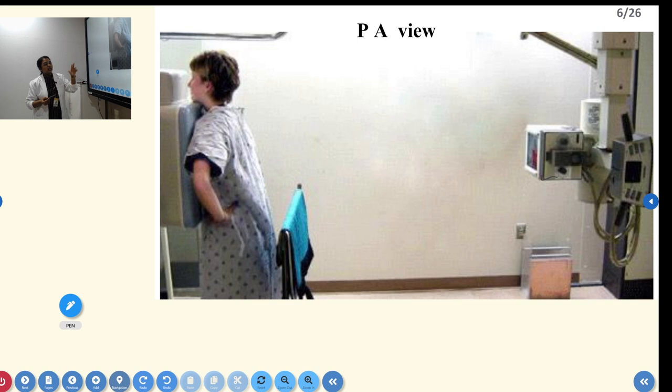And as you can see here, the patient's chin is lifted up. We ask the patient to extend the neck and the chin so that the image of the face doesn't come in the image field or doesn't obscure the image field. And the hands are placed on either side of the hips on the posterior aspect so that the scapula is rotated off the chest and it doesn't obscure the lung field. So this is the PA view.